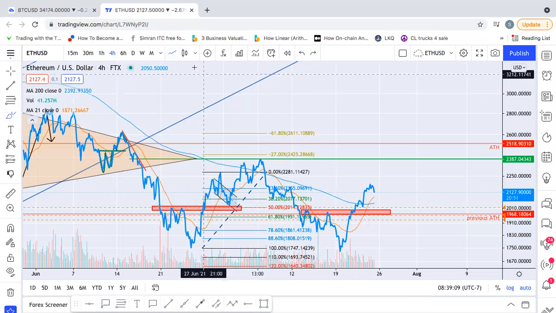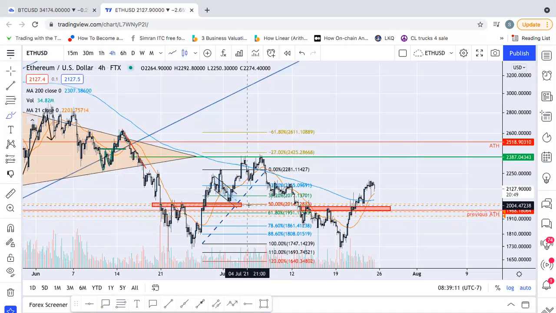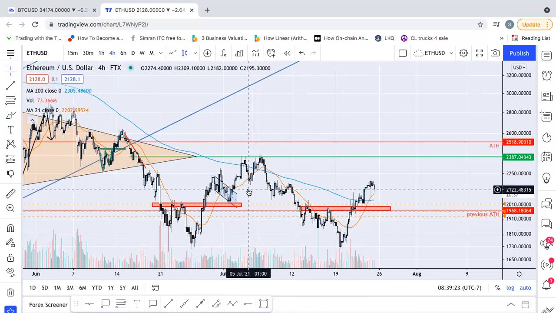I think we went down to 50%, right on the 50% level. You can see it says buy. But this is not the trade, this is an old trade. So now let's go to the new one.